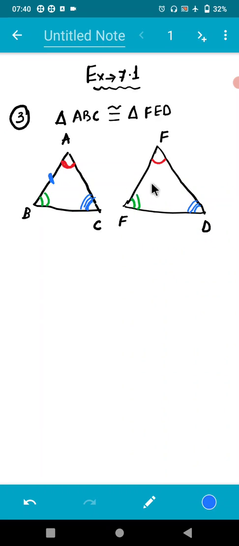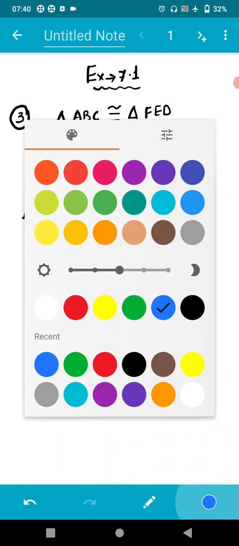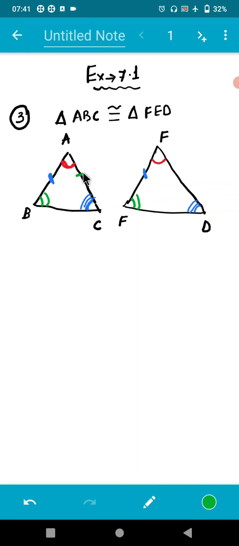This side is equal to this side. You see how I am doing? Observe it very properly. Now this side is equal to this side, and finally this side is equal to this side. Fine. So we have to write all these things. So all the corresponding congruent parts of the triangles are, you see.